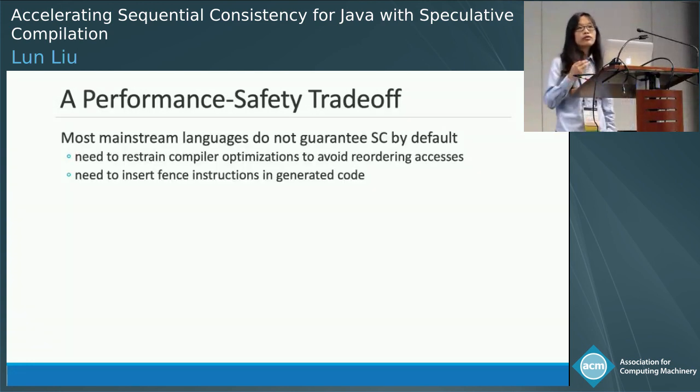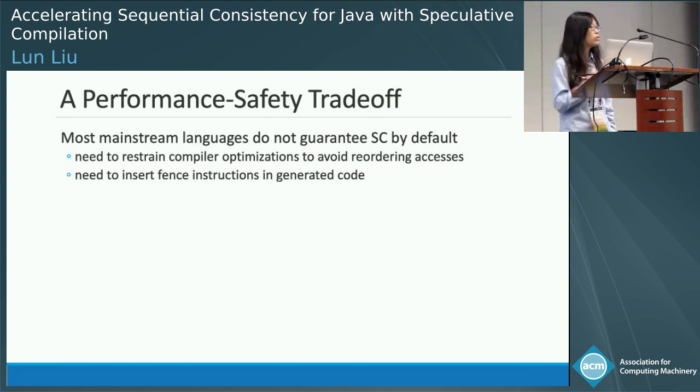However, as I just showed before, Java does not provide sequential consistency. And not only Java, most mainstream languages do not guarantee sequential consistency. The reason is that people are worried about performance. Just like all the other good things in the world, safety guarantees in a language always come with a cost, and that cost is performance. In the case of sequential consistency, if you want to guarantee it for a language, for example for Java, you will need to first restrain compiler optimization to avoid reordering certain instructions.